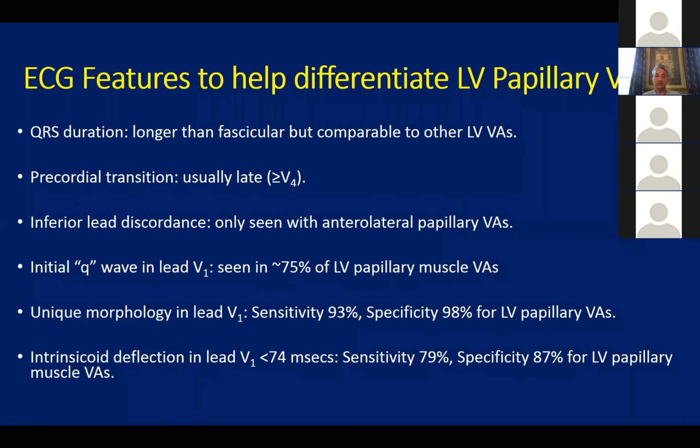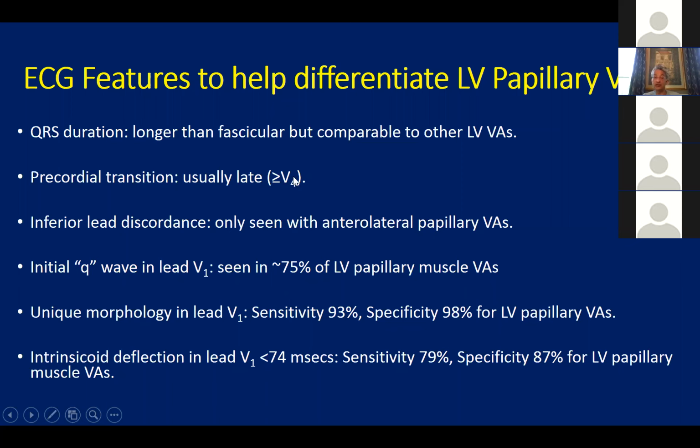So to summarize the ECG features, some folks have commented on the QRS duration, which for papillary muscle ventricular arrhythmias is typically longer than fascicular, but in our paper that I just shared with you, other than the fascicular VTs, the rest of the LV VTs have a similar QRS duration as the papillary muscle ventricular arrhythmia. So it's not very discriminating. Precordial transition, we talked about that. If it's beyond V4, it is associated with this group, but it's again not diagnostic.